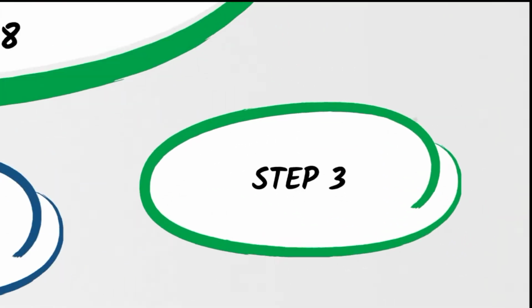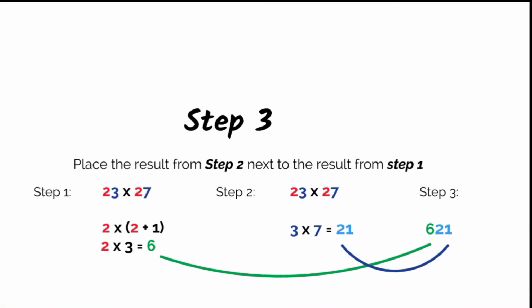And for step 3, place the result from step 2 next to the result from step 1. The product in step 1 is always written at the leftmost and the product in step 2 is always at the rightmost. Our product in step 1 is 6 and our product in step 2 is 21. So, 23 times 27 is equal to 621.